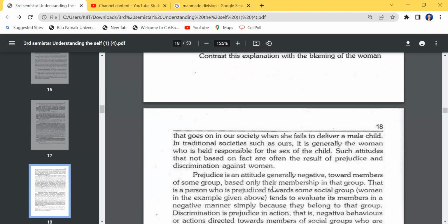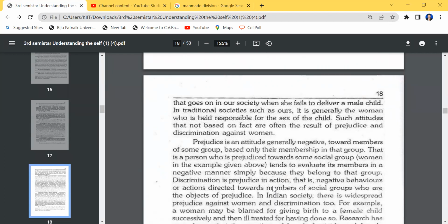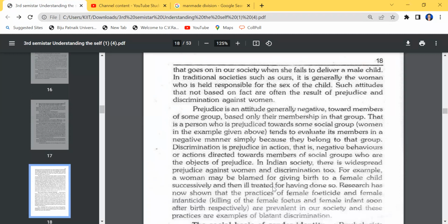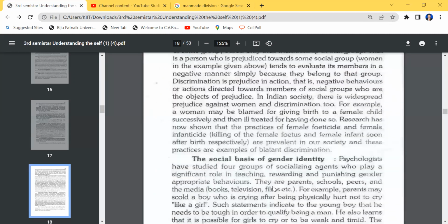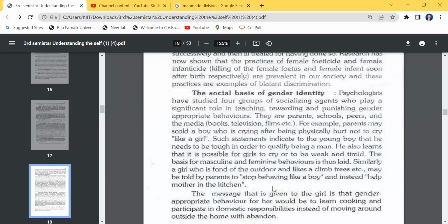Prejudice is a generally negative attitude towards the members of some groups based only on their membership in that group. That is a person who is prejudiced towards some social group tends to evaluate its members negatively. Now, another topic: the social basis of gender identity.